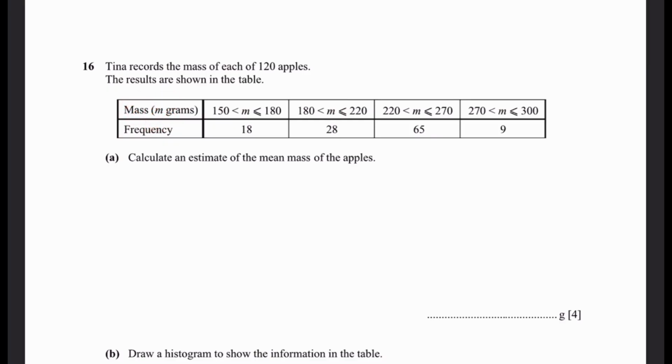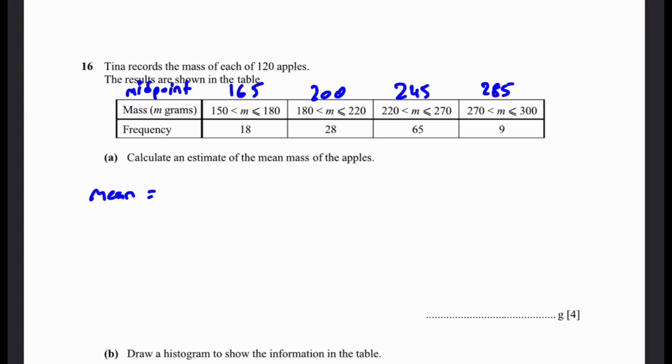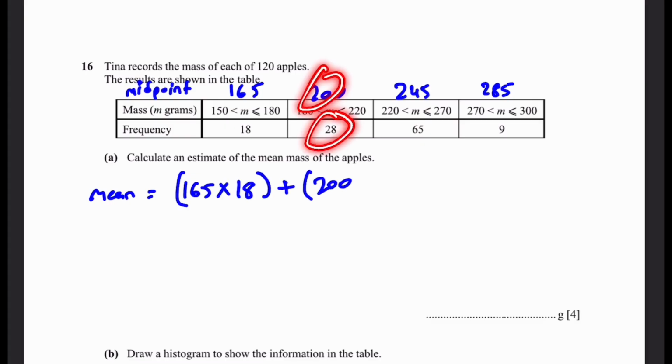So the midpoint of the classes is just going to be the average of the smallest value and the largest value, or the smallest plus largest by 2 in each class. And this becomes 165, 200, then 245, and finally 285. So the mean mass will be equal to 165, which is the class midpoint, times the frequency, which is 18. And we add the value of the midpoint times the frequency for all of the 4 classes.